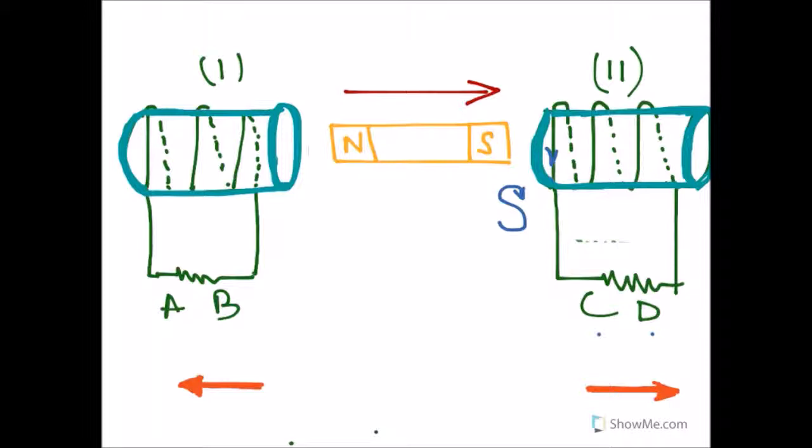Since the north pole of the magnet is going away from this solenoid, this side of the solenoid should develop a south pole to attract the north pole. Hence, the current direction should be clockwise. Hence, the current on this arm should be in this direction. So, in the resistance, the current direction is from B to A.